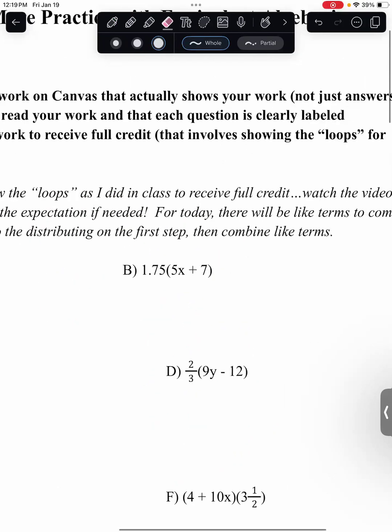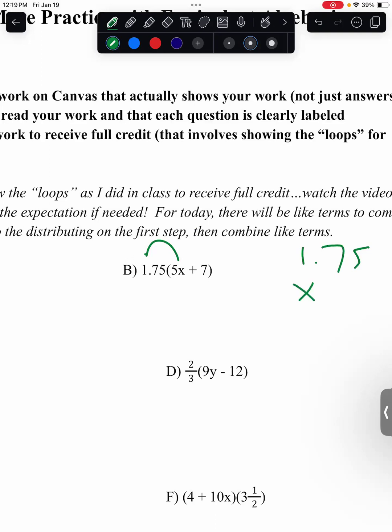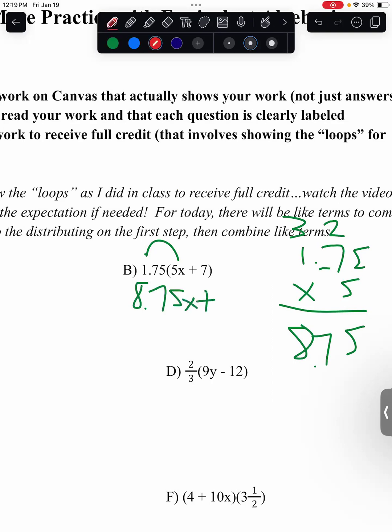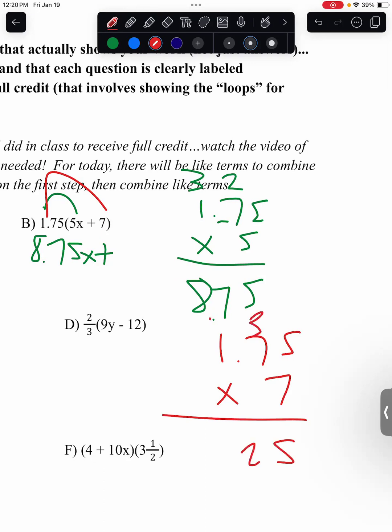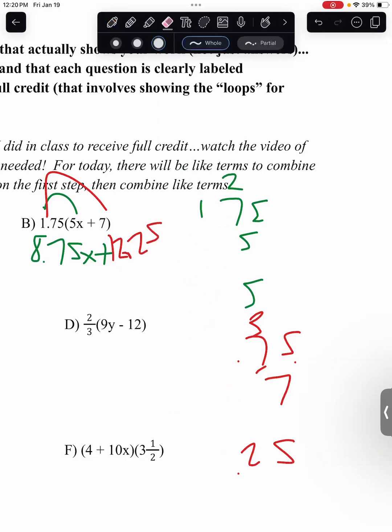So we have 1.75 times 5. Two decimal places in the problem, so we need 2 in the answer. So this is going to give us 8.75. Don't forget that that's an x. Then we have 1.75 times 7. That's 12.25. Two decimal places in the problem, so 2 in the answer. So plus 12.25. Okay, all right.